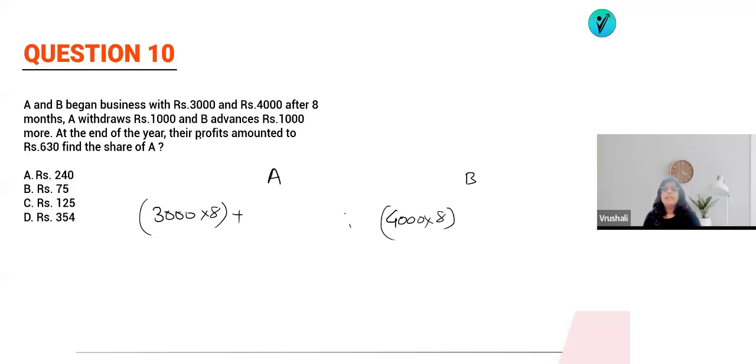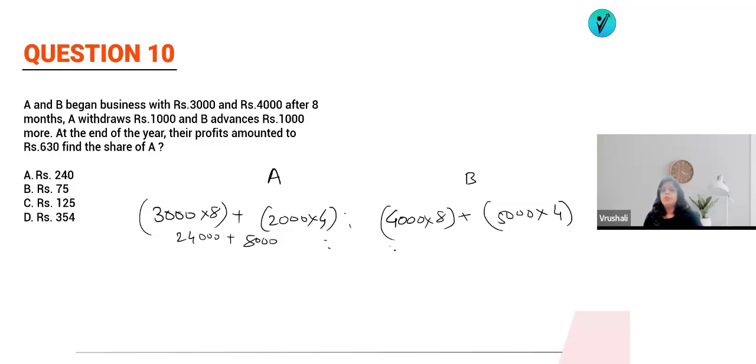After 8 months, A withdraws 1,000. If A has withdrawn 1,000, that means he will remain with 2,000 for the next 4 months. Similarly, B has advanced 1,000. That means B's amount will be 5,000 for the next 4 months. So what will it be now? You can see here 8 3s are 24 plus 4 2s are 8. 24,000 plus 8,000.